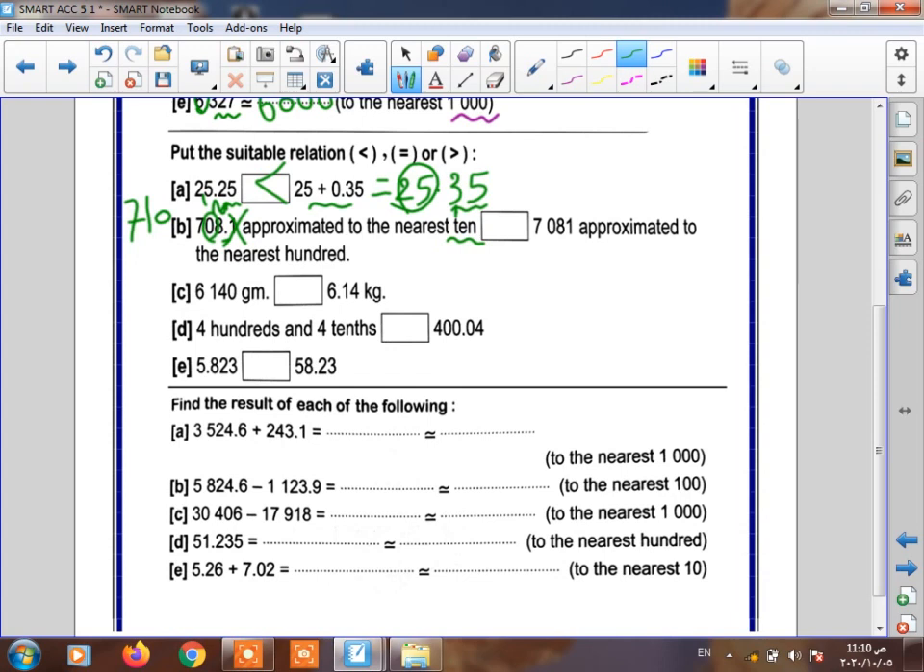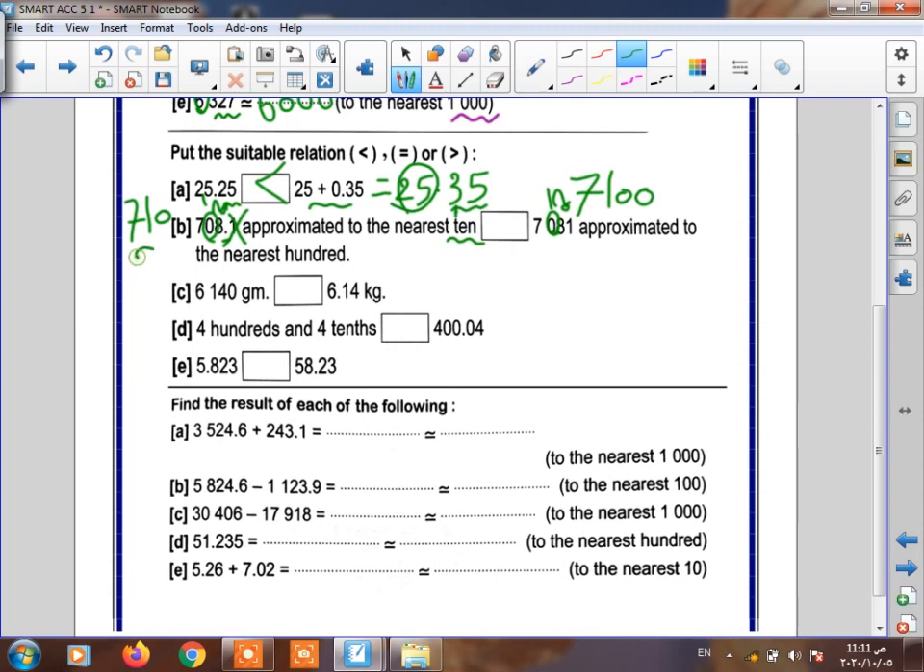7081 approximated to the nearest 100. So I circle the 100 digit. How many digits before it? 2 digits. Change them into 00. Then look at the previous digit to the circled one. 8 from which group? 5 or more. Add 1 more. Add 1 more to what? To the circled one. 1 plus 0 equals 1. Will 7 change? No. Okay, then compare between the two results.